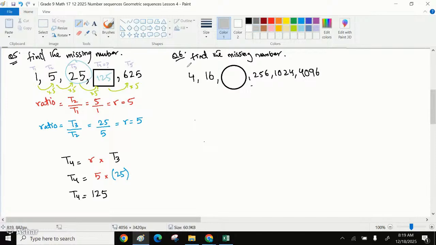But before the ratio, let's label the terms. Term number 3, term number 4, term number 5, and term number 6. Can we find the ratio? If term number 5 is divided by term number 4, that means 1024 divided by 256, the ratio would come out to be 4.